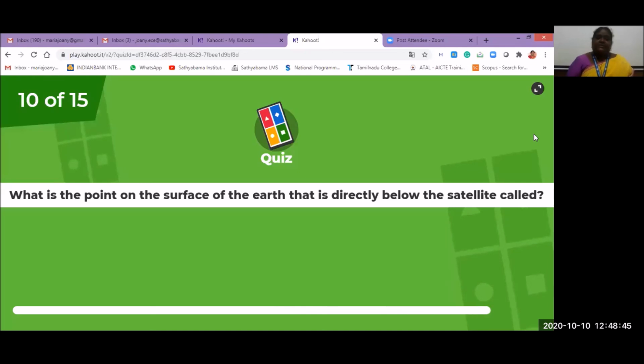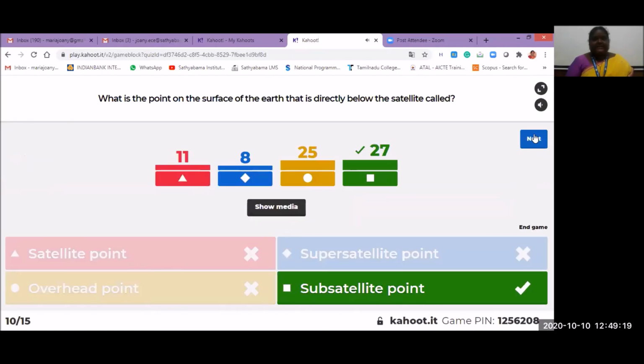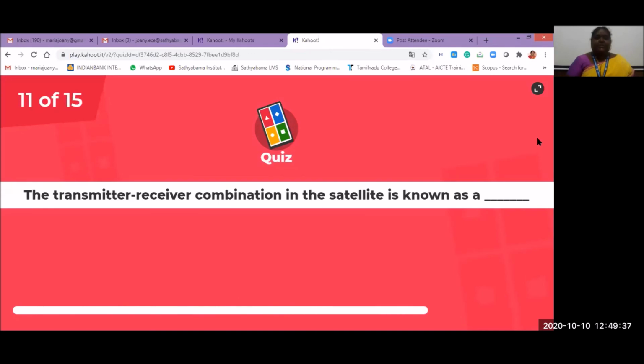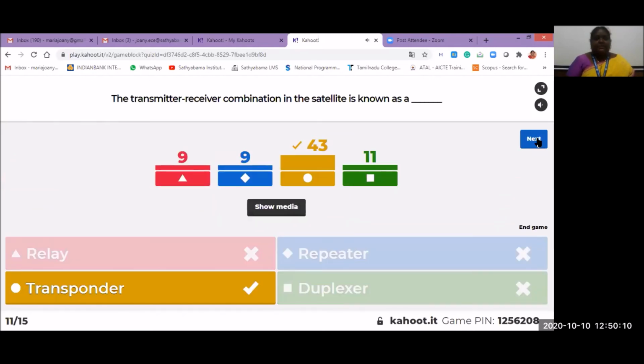What is the point on the surface of the Earth that is directly below the satellite called to be? I think yesterday we have discussed it. So the correct answer here it is satellite. 27 people have answered it correctly. The transmitter-receiver combination in a satellite is known as? So it is going to be transponder. So most of you have answered it correctly.